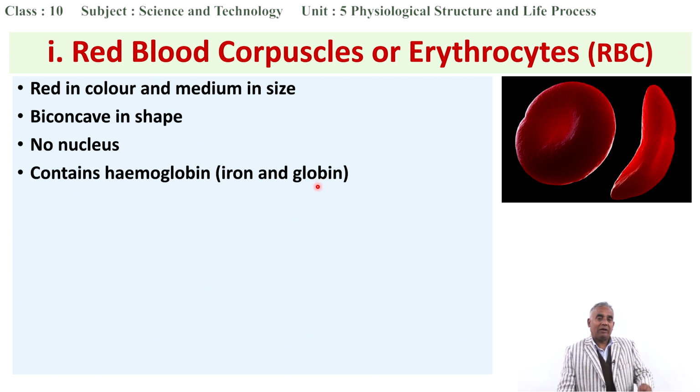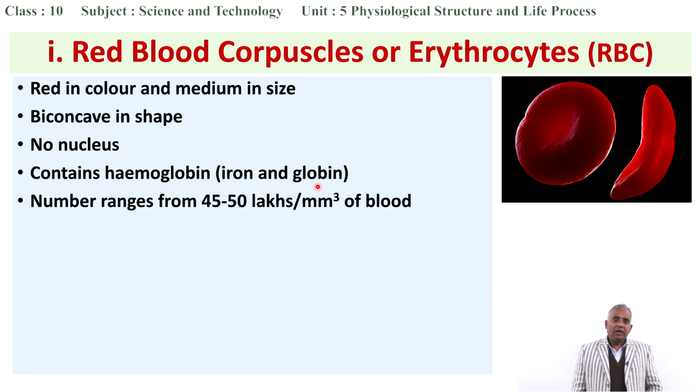And globin increases the capacity of carrying oxygen and carbon dioxide. Keep in mind, what does globin do? It increases the capacity of holding oxygen and carbon dioxide. That supports their transportation. Its number ranges from 45 lakhs to 50 lakhs per cubic millimeter of blood. Not in the whole body. In 1 cubic millimeter of blood, the RBC count is 45 lakhs to 50 lakhs.